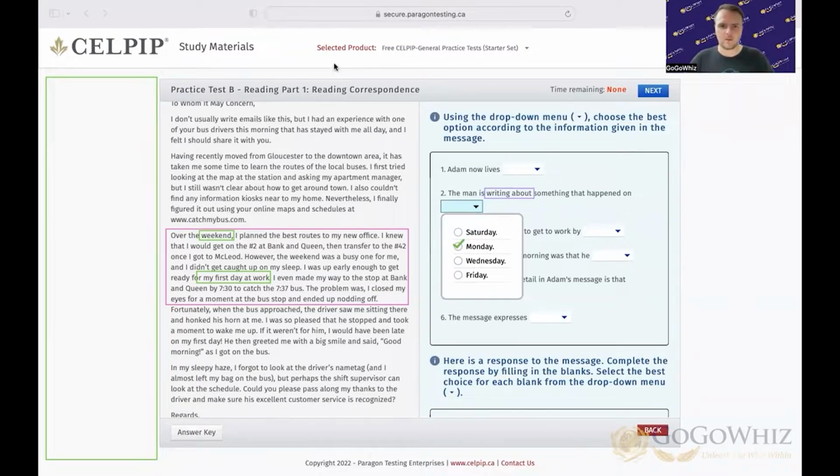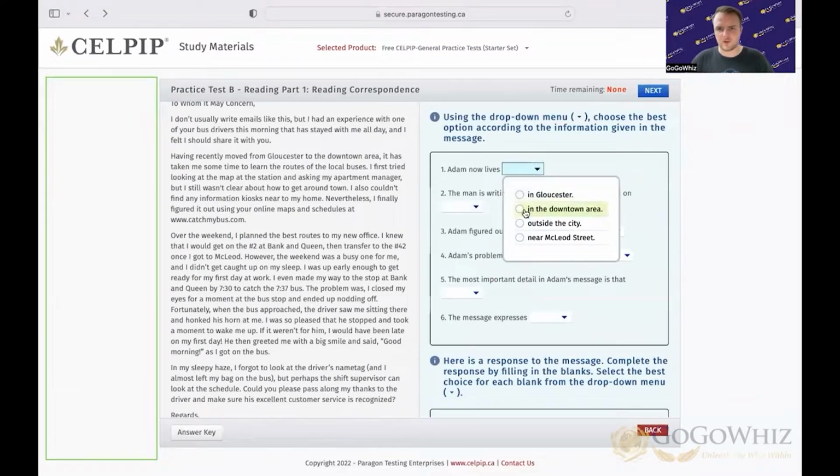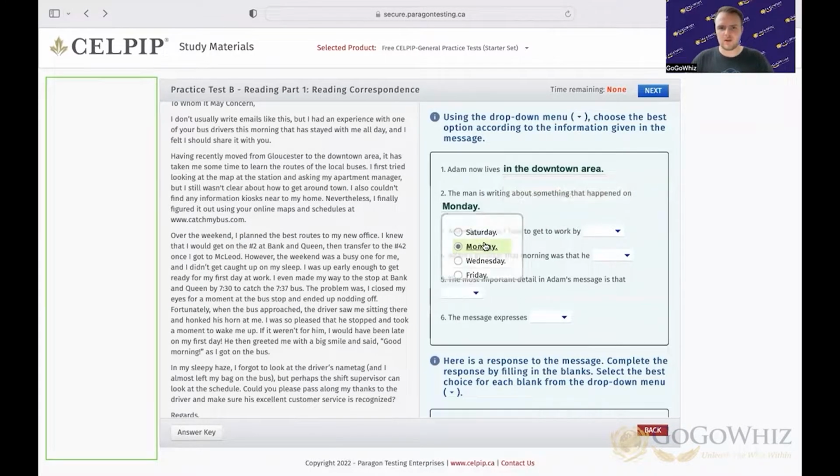All right, so then we know obviously it's not Saturday because that's part of the weekend and he's already past the weekend. And then if it's his first day of work right after the weekend, Wednesday and Friday are not those options. Okay, so number 2, a little bit more tricky, but no worries. We'll keep moving on. All right, let's go ahead and keep these options selected just so you guys know. In the downtown area on a Monday.